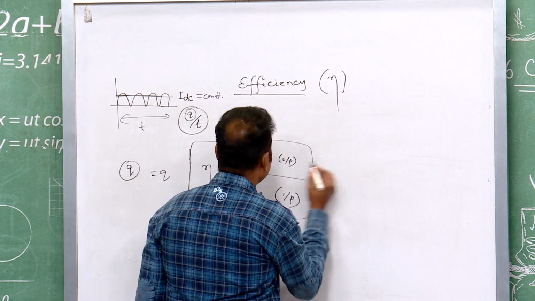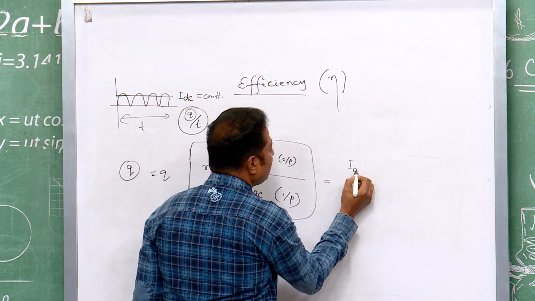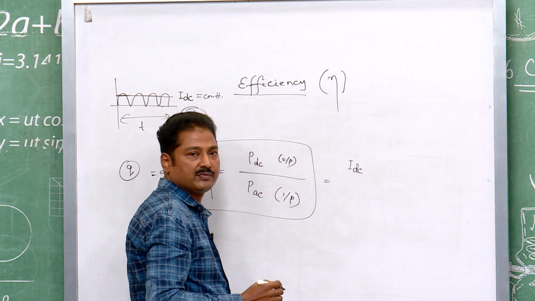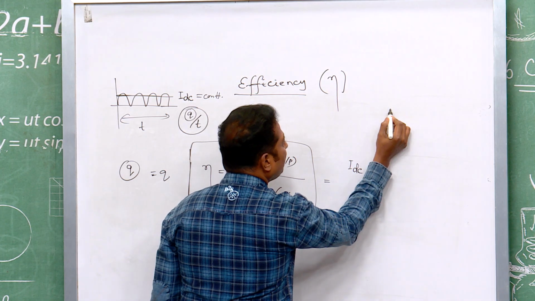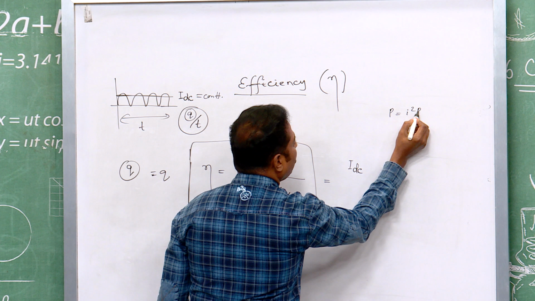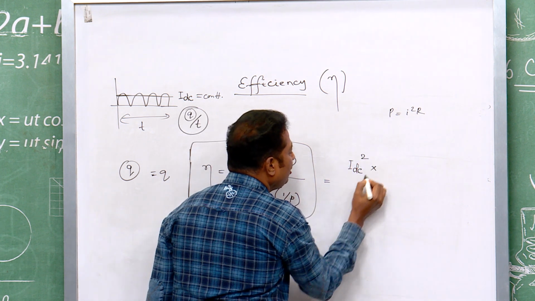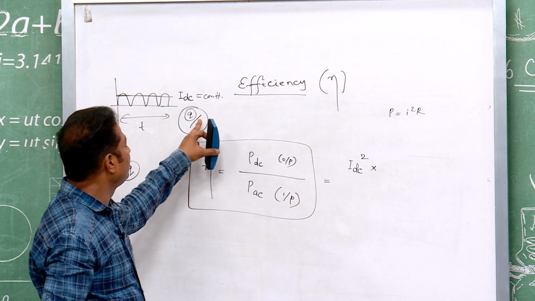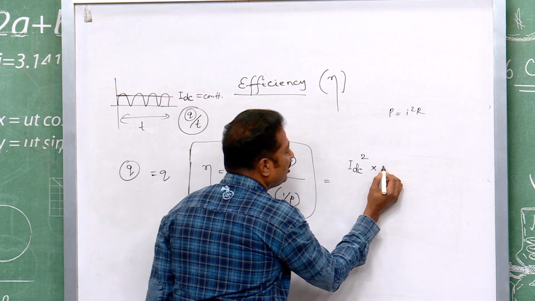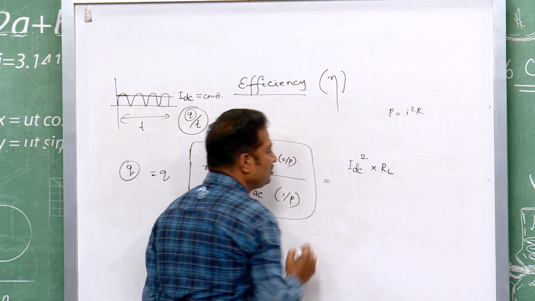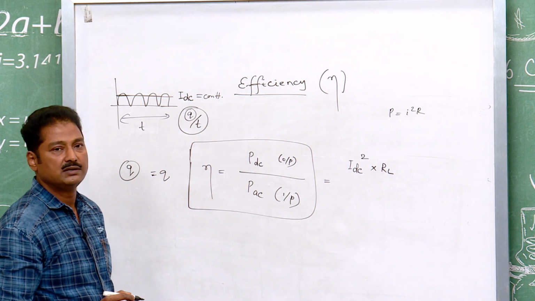So, PDC is nothing but IDC. P equal to I square R, you know. So, here IDC square into the output load was RL. So, this is your PDC.